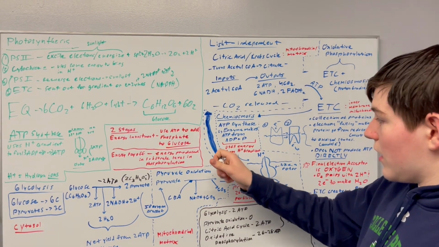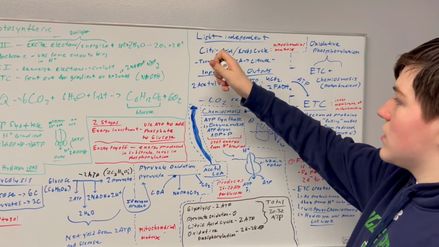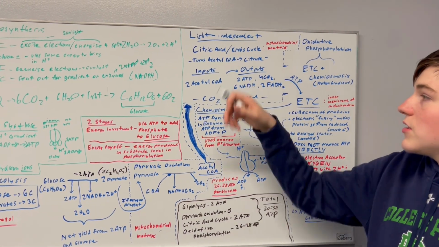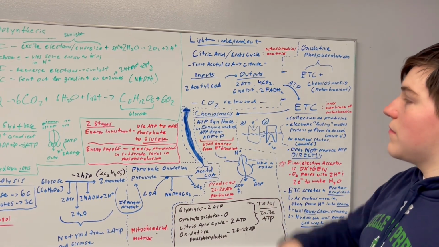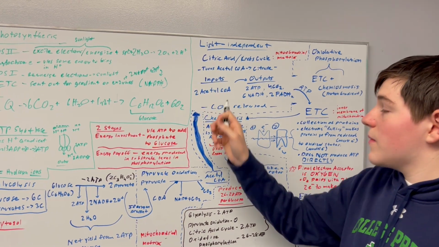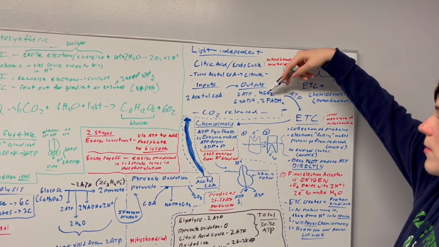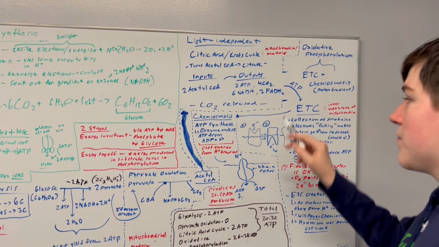Now we'll follow this line all the way up here into the light-independent section, which is the citric acid cycle, also known as the Krebs cycle. They're synonymous. This one turns the acetyl coenzyme A into citrate. That's not a negative, that's just a bracket. So the input, as we said, is 2 acetyl coenzyme A, and the outputs are 2 ATP, 4 carbon dioxide, 6 NADH, and 2 FADH2.